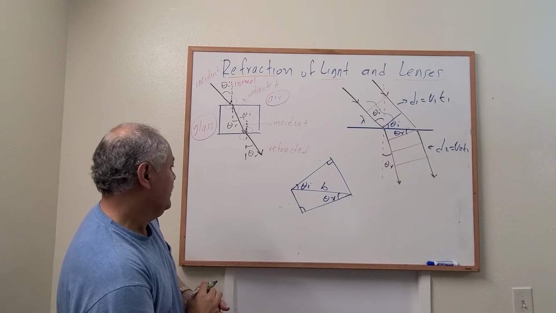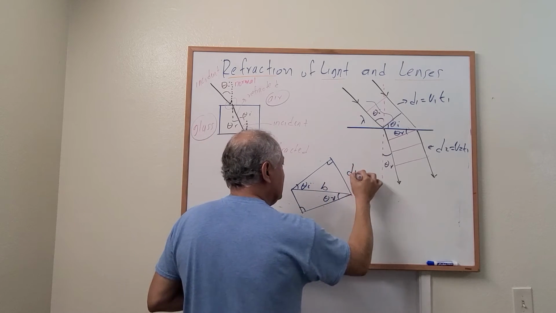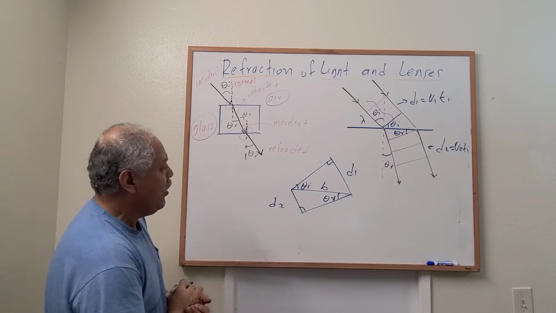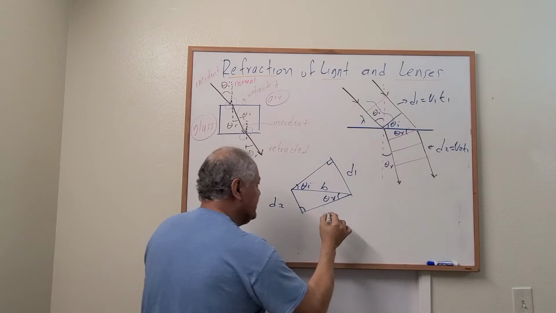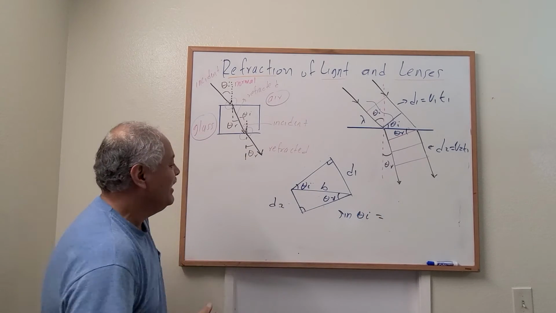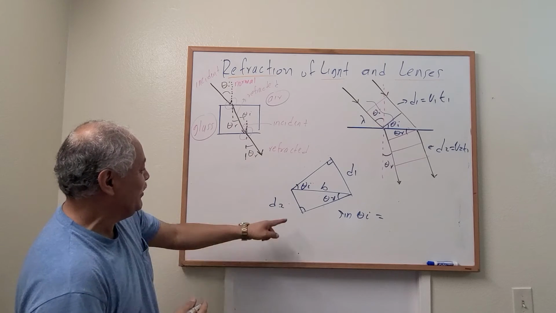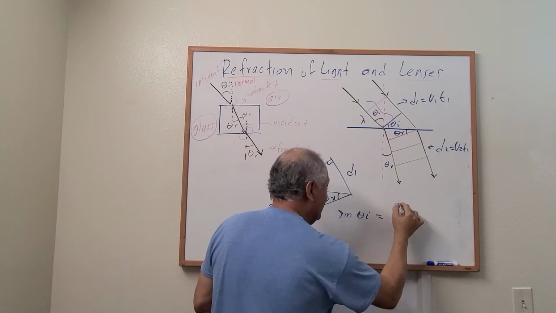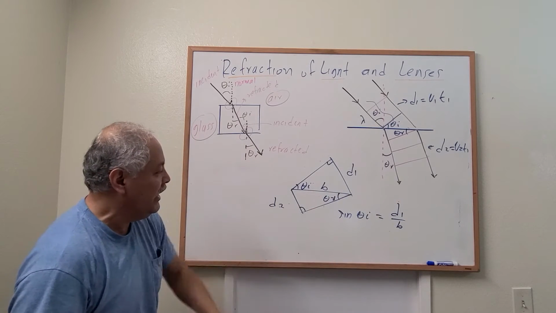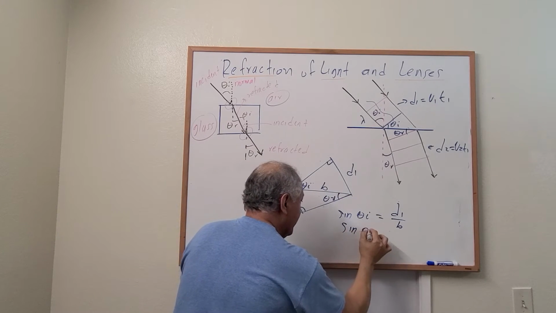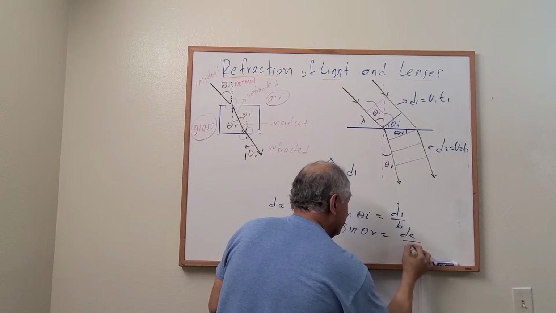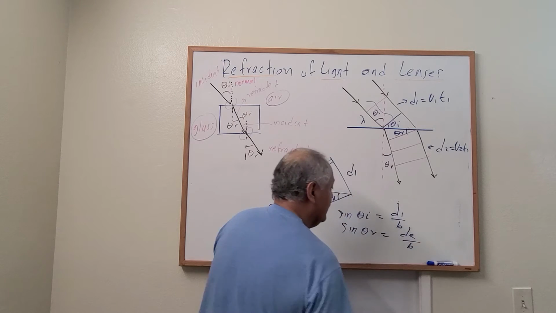Sine, right? Because this line is given. This is D1, and this is D2. Perfect. Now, what should then be the answer? Sine theta initial incident equals, according to this picture, D1 over B, correct? What about the other angle? Sine theta refracted equals D2 divided by B.